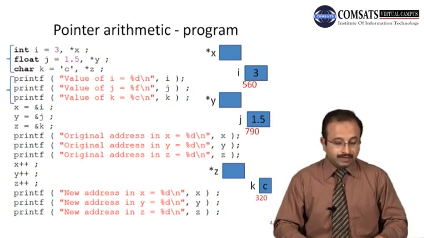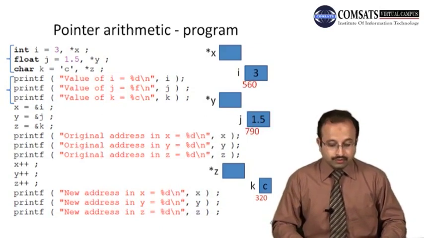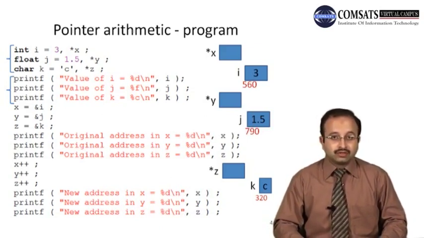Then we have 3 printf statements. इसमें i, j और k की वैल्यू प्रिंट हो जाएगी. So the value of i is 3, value of j is 1.5 and value of k is c. So these 3 values will be printed on the screen.